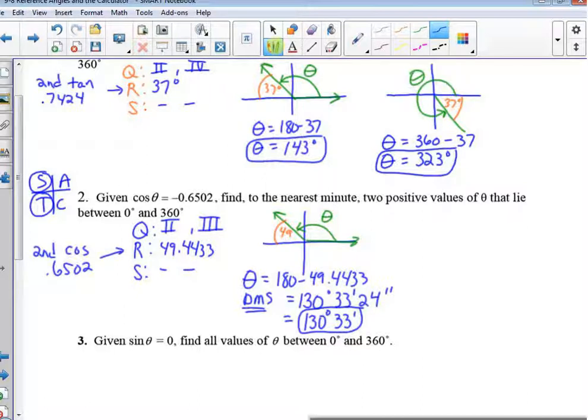Now let's go to quadrant 3 and set up our diagram in quadrant 3. So here's the angle in standard position that I'm looking for. There's theta. My reference angle is right in here. And that reference angle is, again, the 49, about. So now theta is going to be, if you think about it, 180 plus that 49. If you look at the picture, it makes sense.